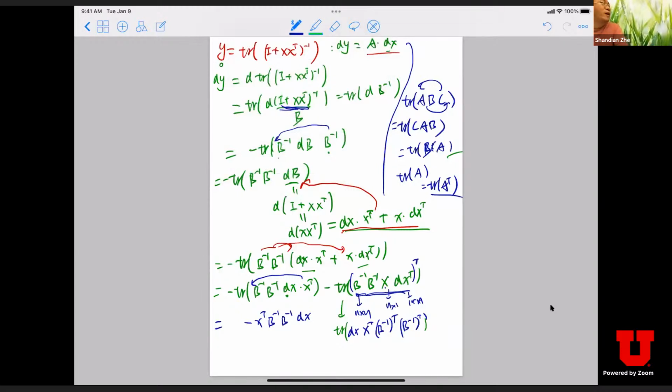So that means B is symmetric, right? B is symmetric. So B inverse transpose, this is the basic rule of matrix, is B transpose inverse, which is B inverse, right? Because B itself is symmetric. So now, after doing transpose of the term inside of the trace, we got dx times X transpose B inverse. Okay.